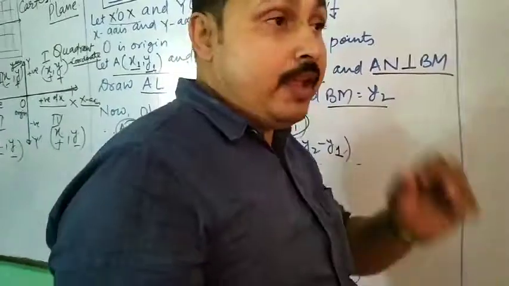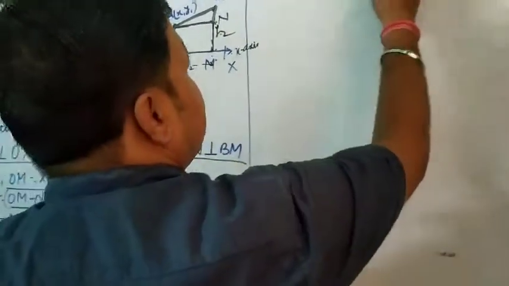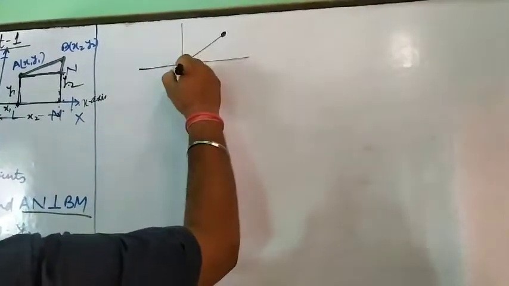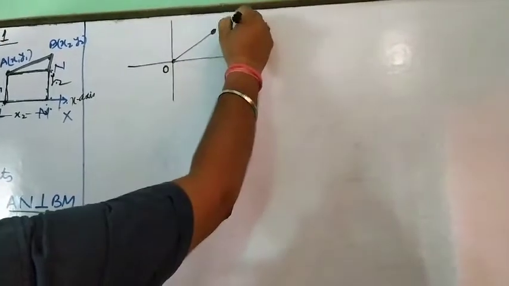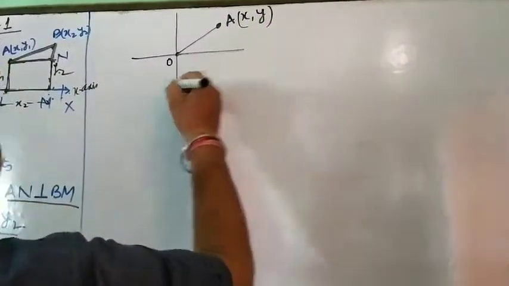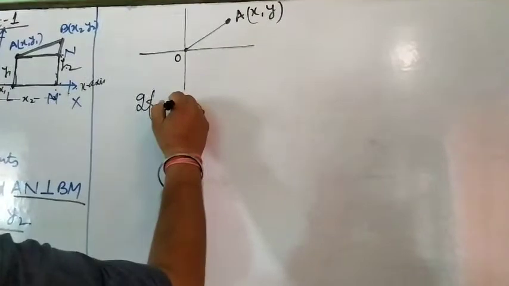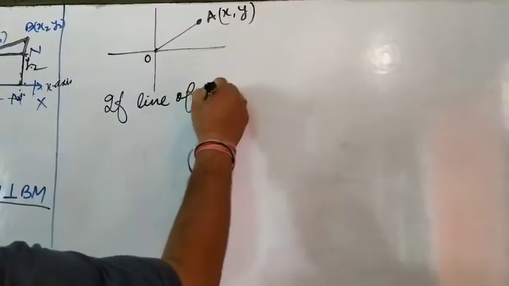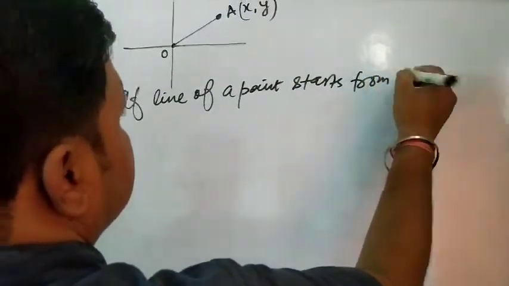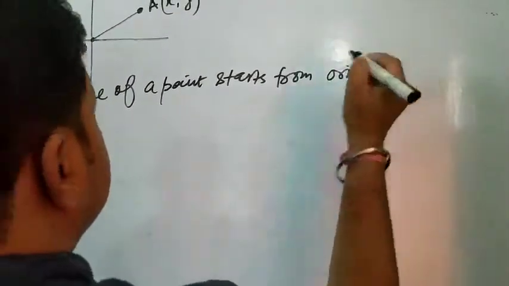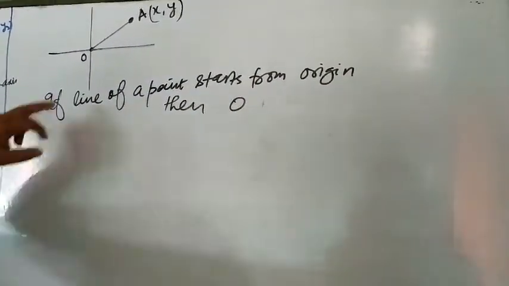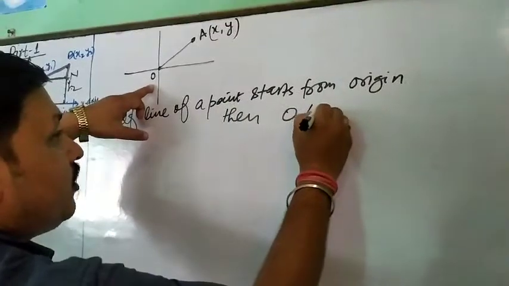Now if a line starts from the origin, that is OA, what is the coordinate of O? The coordinate of O is (0, 0).